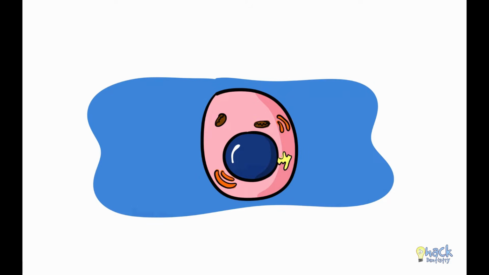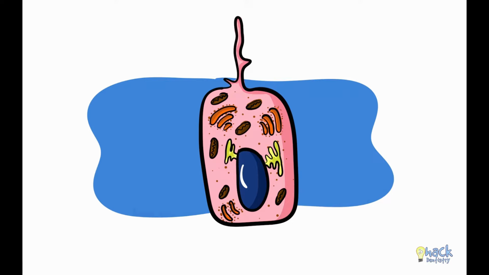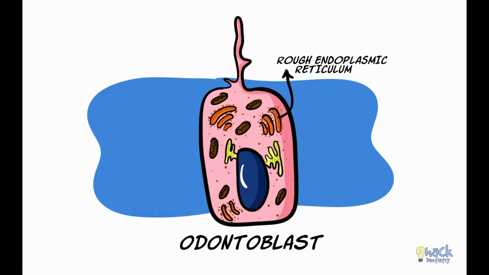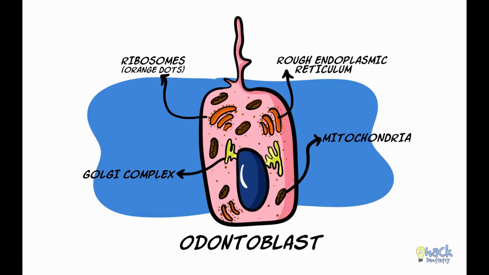Pre-odontoblasts then gradually become bigger in size, elongate to become odontoblasts, and develop numerous organelles like endoplasmic reticulum, ribosomes, and Golgi complex necessary for protein secretion. The nucleus becomes polarized and shifts to a position away from the inner enamel epithelium.